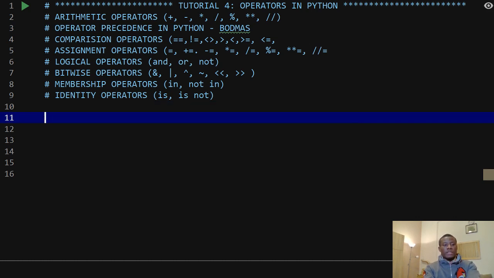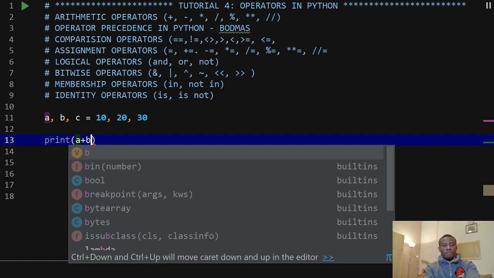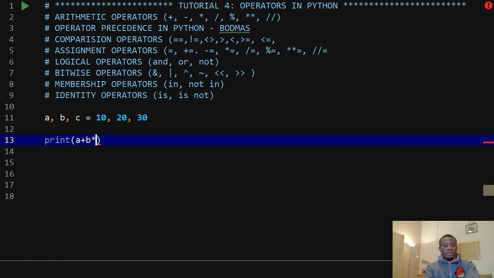Let's start with arithmetic operators. So let's say A is equal to 10, B is equal to 20, and C is equal to 30. Let's use what we learned before. There's no simplification coming here. So this means that A is equal to 10, B is equal to 20, and C is equal to 30. So we can just print A plus B, let's use multiplication, times C.